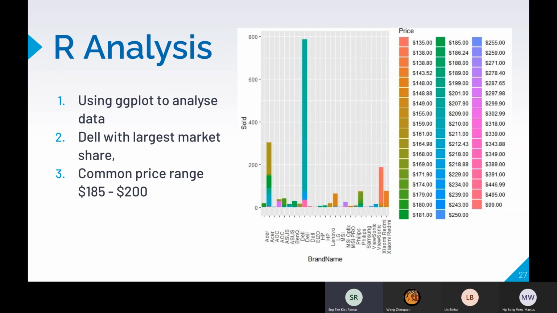It clearly indicates that Dell, with the largest market share and price, is the most common, followed closely by Acer and Xiaomi. The reason why there are two Xiaomi is because of the difference in price and size of the monitor.